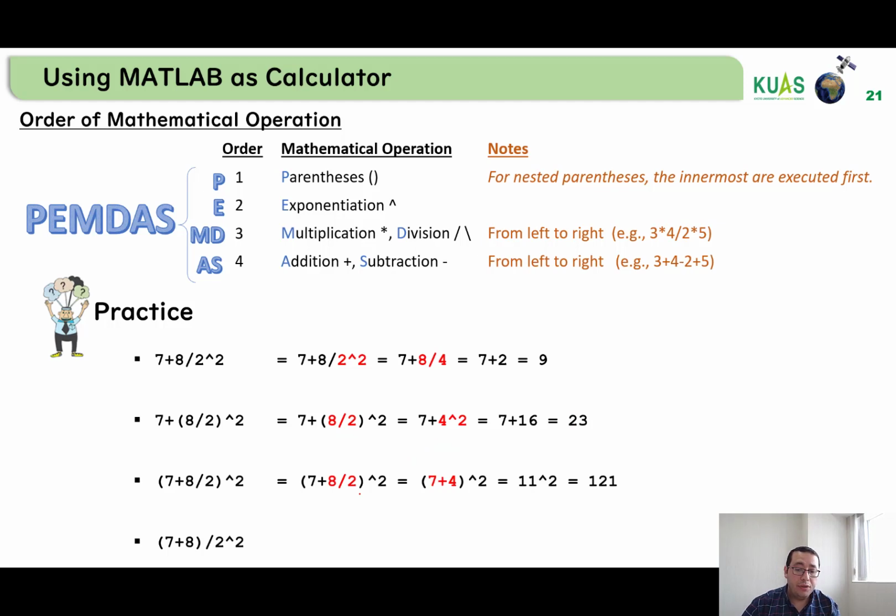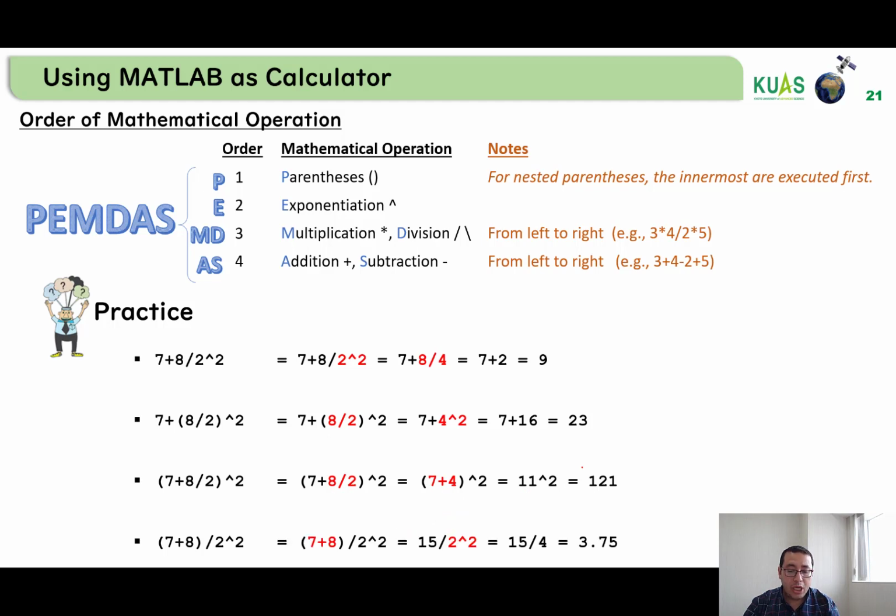For the third one, we have the parentheses, so we should execute the parentheses first. But inside the parentheses, we have plus and we have divide. So which should we do first? Of course, it should be division. So inside the parentheses we have 8 divided by 2, so the answer will be 4. And then 7 plus 4 will be 11. So after executing the parentheses, it will be 11 to the power 2. This is the answer, 121.